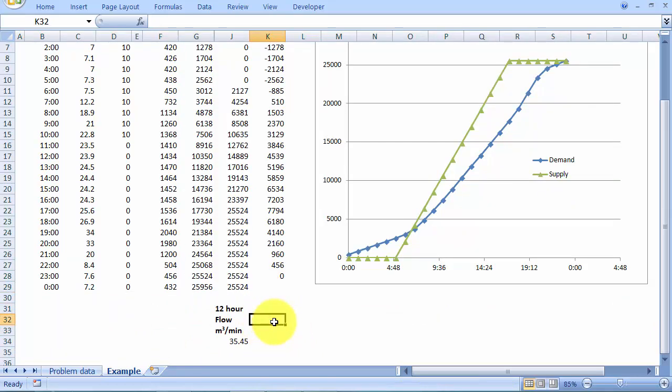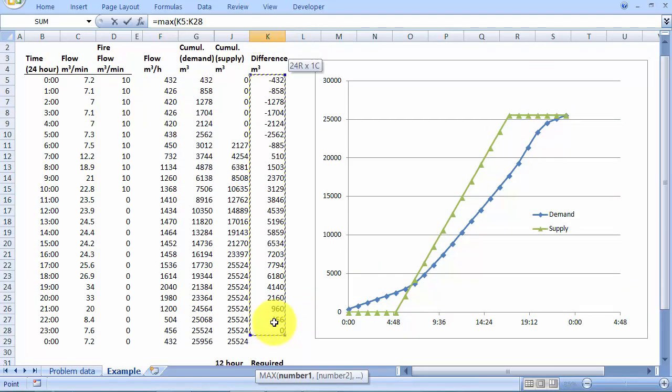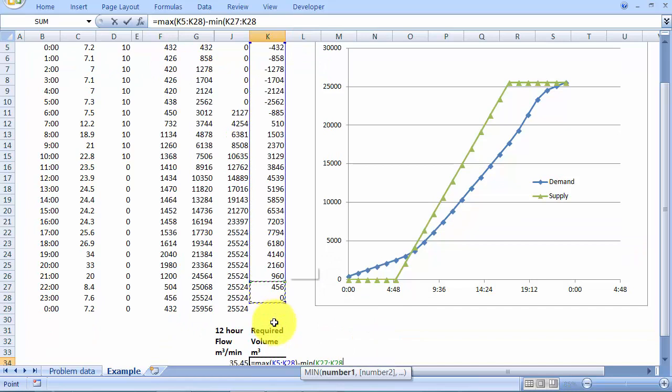Our required volume in meters cubed, we can work out the same way we worked it out before. So we say that the maximum value occurring in here minus the minimum value occurring in there.